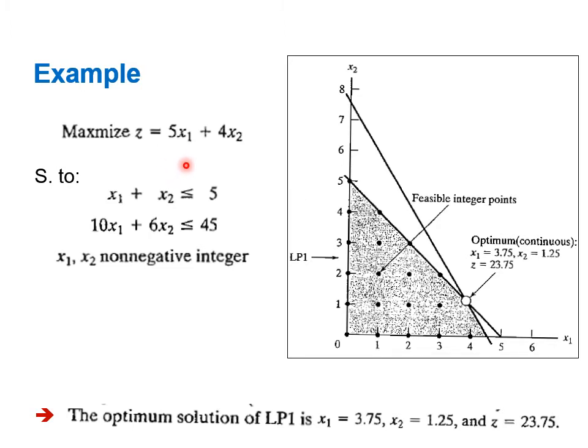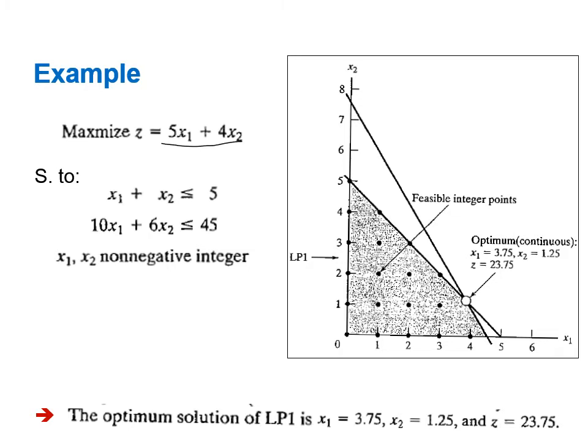What is the feasible region of the original problem, which includes these integrality restrictions? It is only these black dots. Okay, 0, 0, 0, 1, 0, 2, 1, 0, 1, 1, 1, 2. Only these dots are feasible integer points. But when you remove this integrality restriction, all the shaded region is the feasible solution space for the linear program, for the relaxation. Okay, now how do we find the optimal solution for the relaxation?